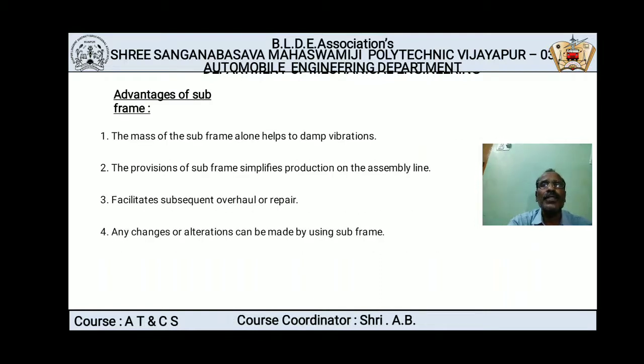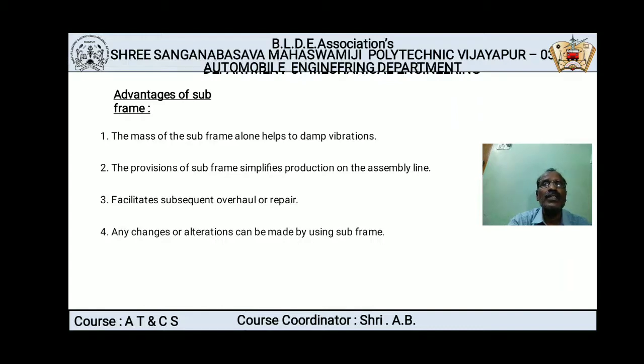Advantages of subframe. The mass of the subframe alone helps to damp the vibrations. Second one is the provision of subframe simplifies production on the assembly line. Third one facilitates subsequent overhaul or repair. Next and last one is any changes or alterations can be made by using the subframe.